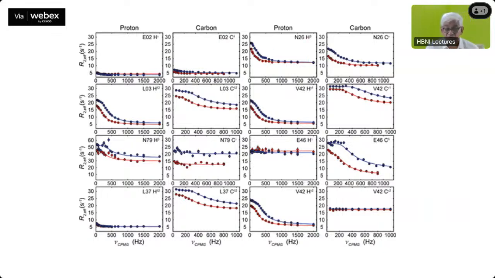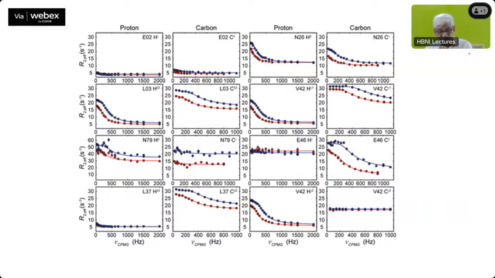N26, this is using proton for the H beta of N26. This is carbon here doing the C gamma. I cannot read that here. That is C gamma, isn't it? C gamma, right. So you can see for asparagine 26, you may not see it in a particular nucleus, but you may see it in another nucleus.